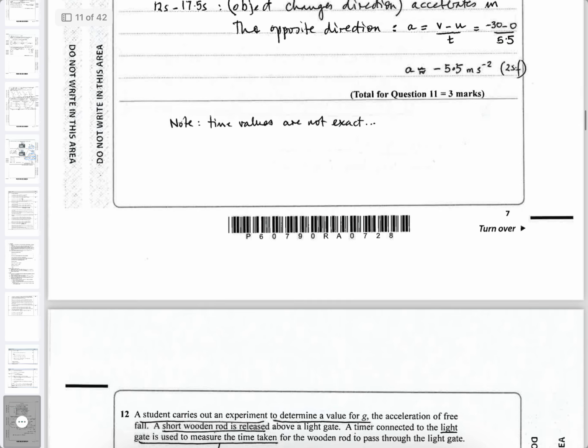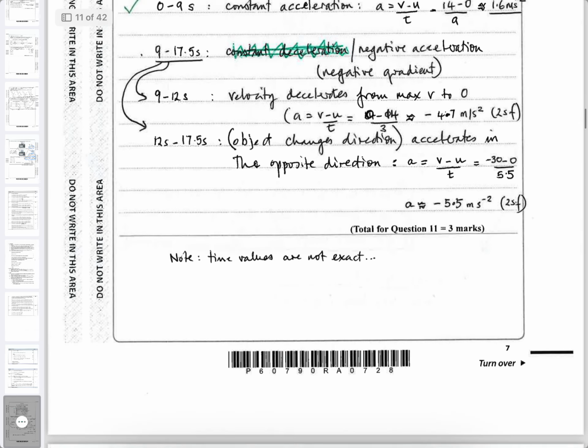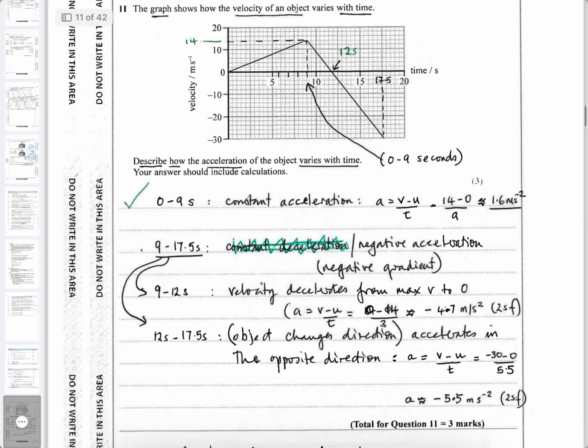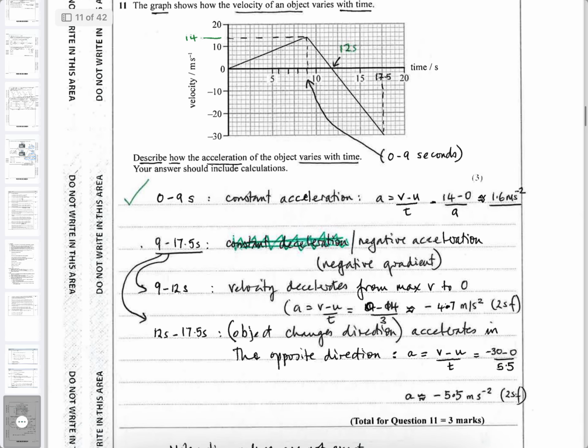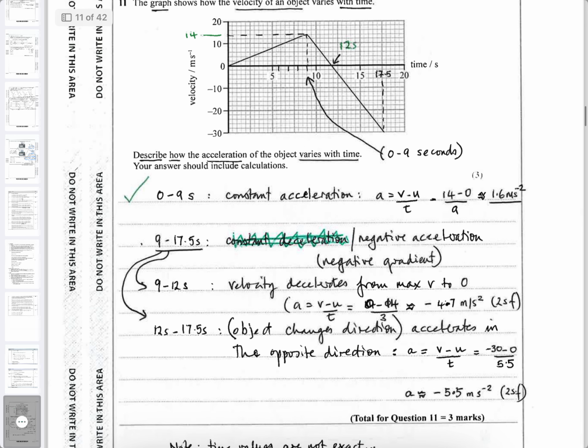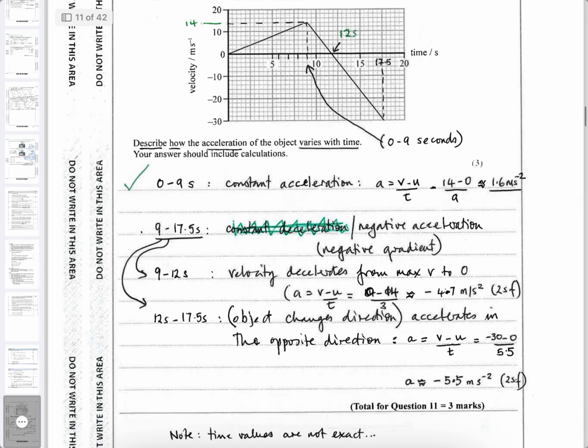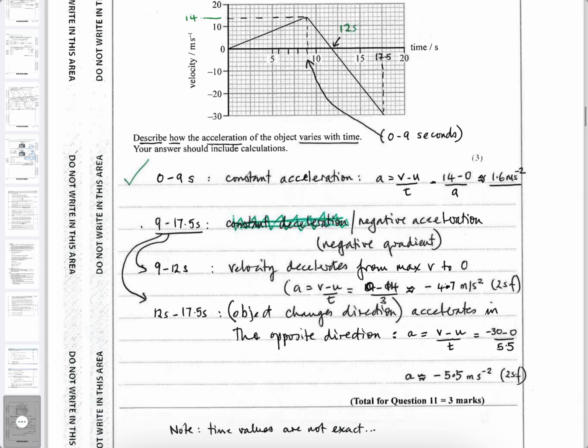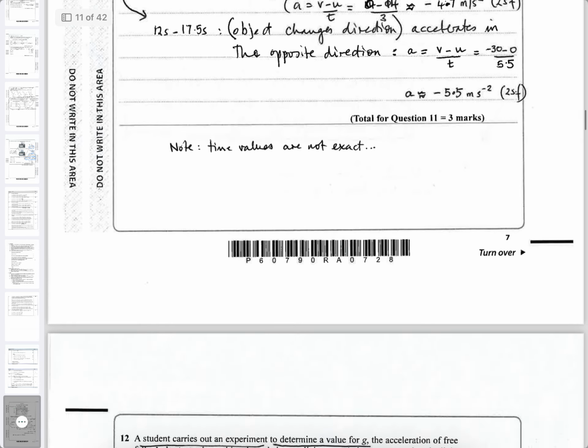And note it says time values are not exact. So that's why there's a range of values. There are time values depending on how you've read them, yeah? Do they exactly cross at those points? Some different people reading it from the graph may get slightly different values, and I seem to have got slightly different values to the mark scheme, okay? But it's within the range.